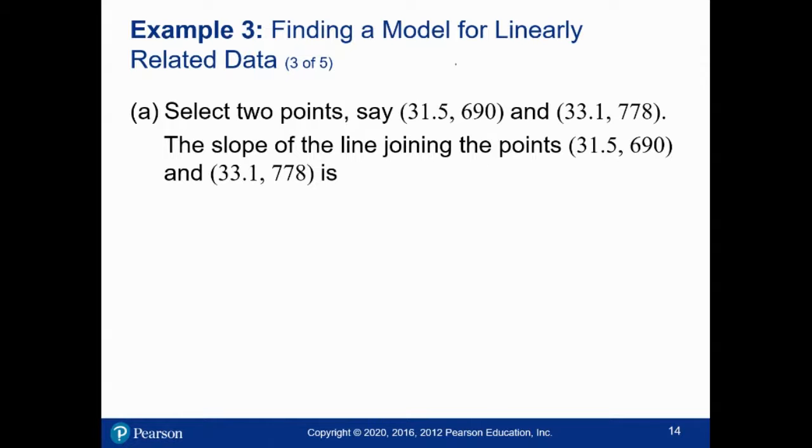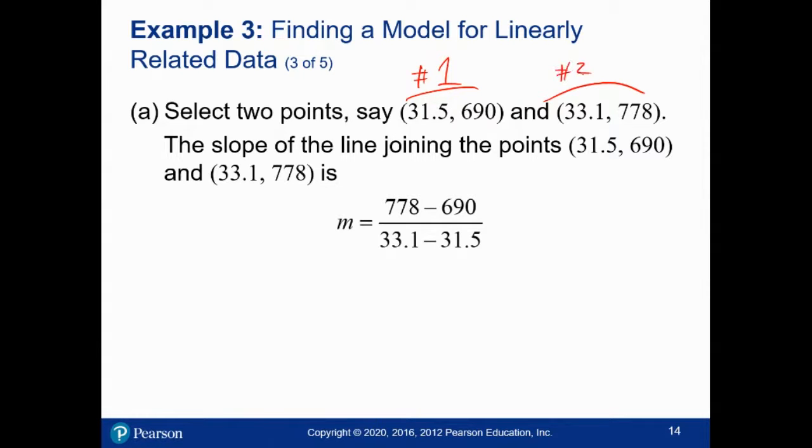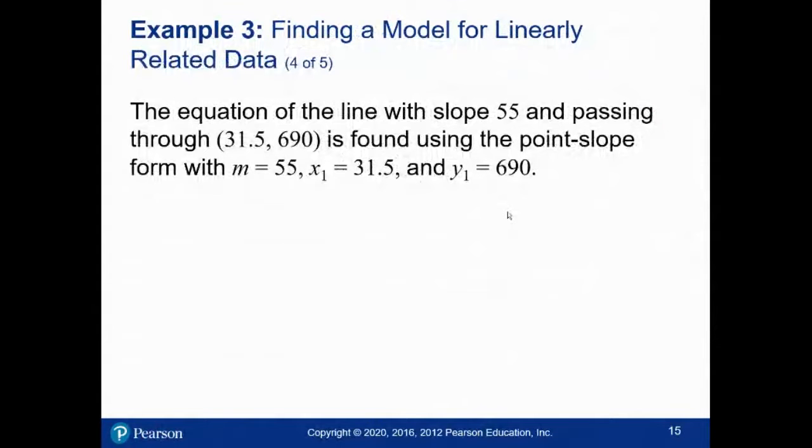Okay. So how am I going to compute the slope of the line connecting this point and this one? It's delta y over delta x, so let's make this the first point and this the second point. So we do y2 minus y1, that's 778 minus 690, over x2 minus x1, that's 33.1 minus 31.5, and we get a slope of 88 over 1.6, or 55. Okay, so now I've got a line, and I know I want its slope to be 55, and I want it to go through this point right here.